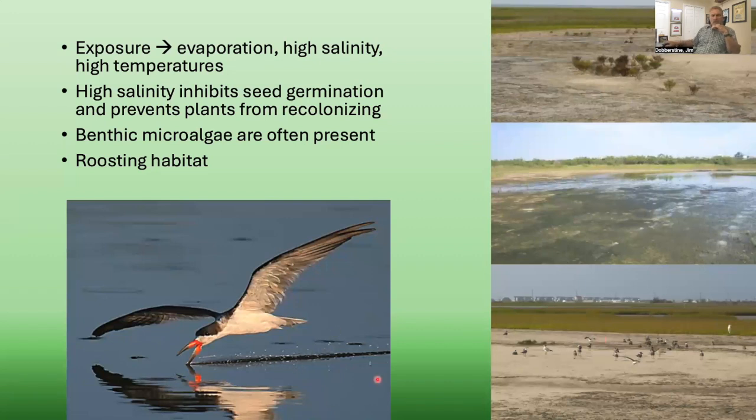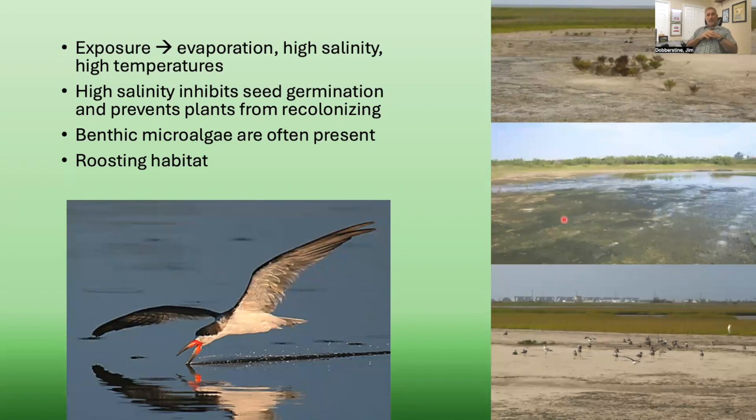But you will see benthic microalgae present. In this image right here, you can actually see that microalgae, and you'll get these algae mats that will dry out if it stays dry for any period of time, present on top of those flats. These also make really good roost sites for colonial water birds.